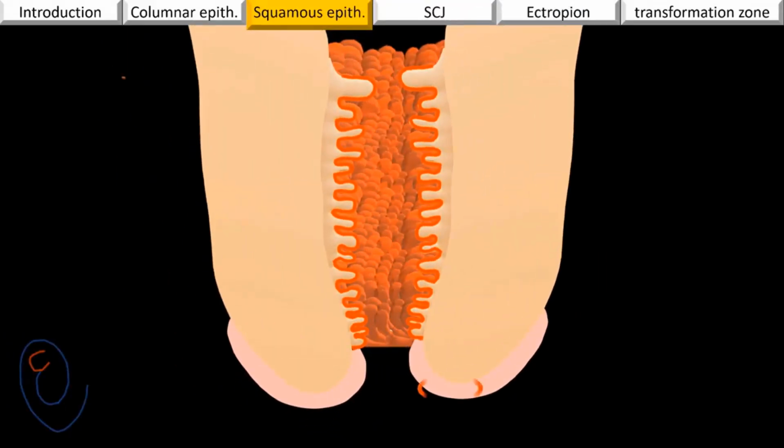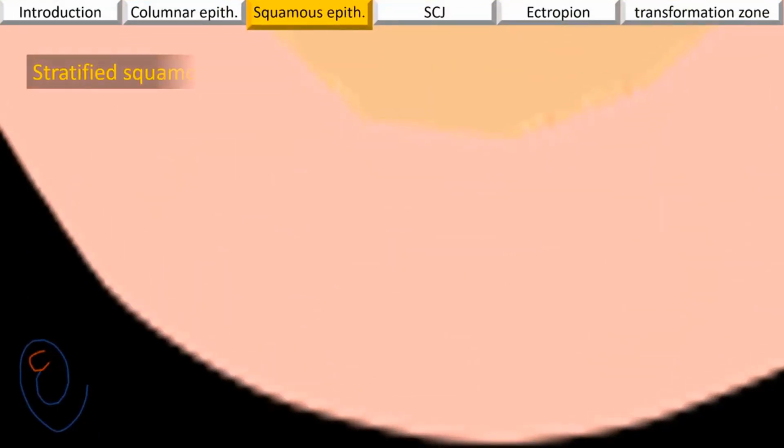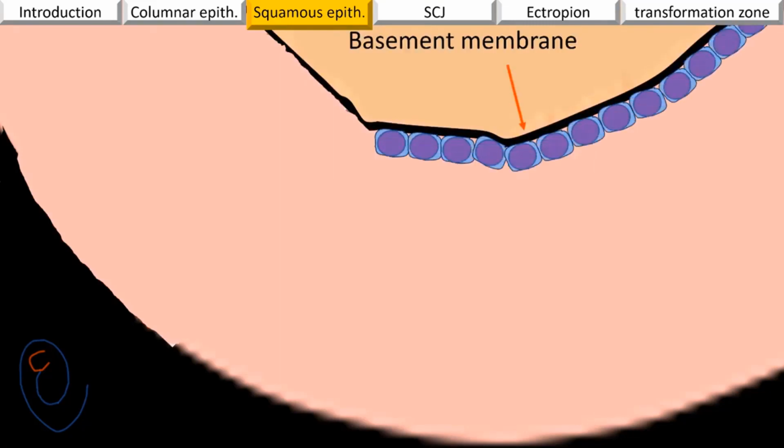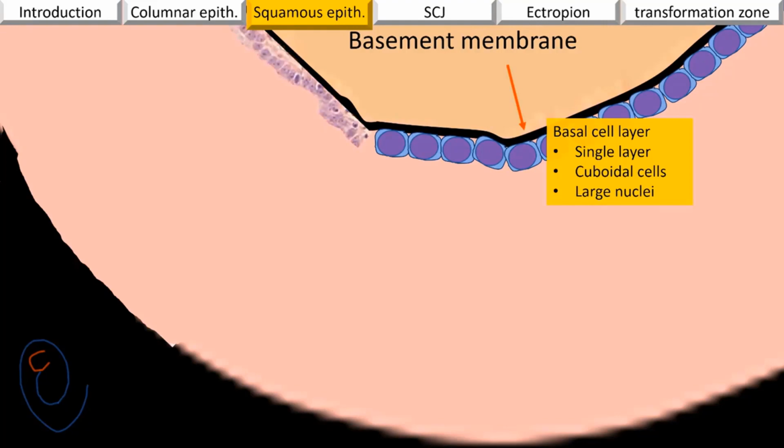Now let's examine the epithelial lining of the ectocervix. Ectocervix is lined by stratified squamous epithelium. Stratified means multiple layers. Resting on the basement membrane, a single layer of cuboidal cells with large nucleus are present. These cells are called basal cells, forming the basal cell layer. Here is a histologic picture of the basal cell layer, where you can see the cuboidal cells with large nucleus.